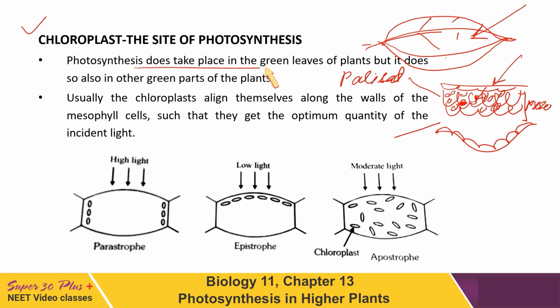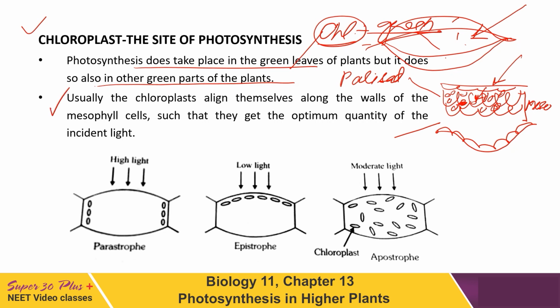Before we see further detail, I told you photosynthesis does not take place only in green leaves of the plant, but also in other green parts of the plant. This is important. Green leaf is there. Actually, what is important for photosynthesis? Chlorophyll is essential. Chlorophyll is there in chloroplast, that is in the green part of the plant. It may be leaf, mostly this is leaf, but it may be some young stem which is green.